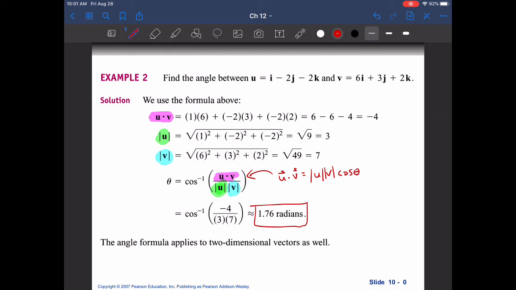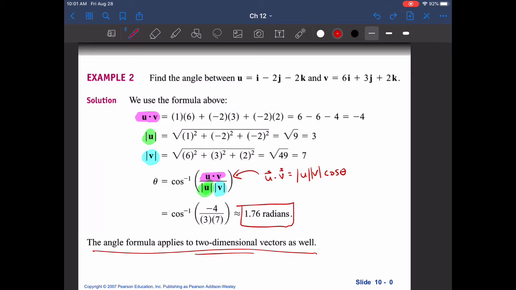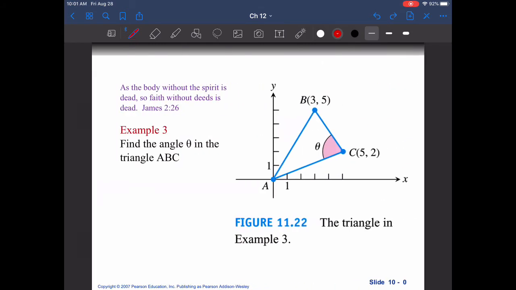Okay? And this works for 2-dimensional vectors as well. It doesn't have to be a 3-dimensional vector. I underlined that poorly. It works for a 2-dimensional vector as well. And so it's easy to use. You just won't have a k component. And you just go through and do the same sort of thing. Okay? Just a little simplified.